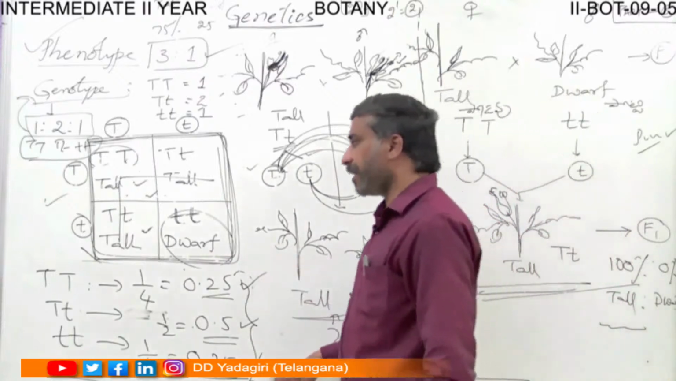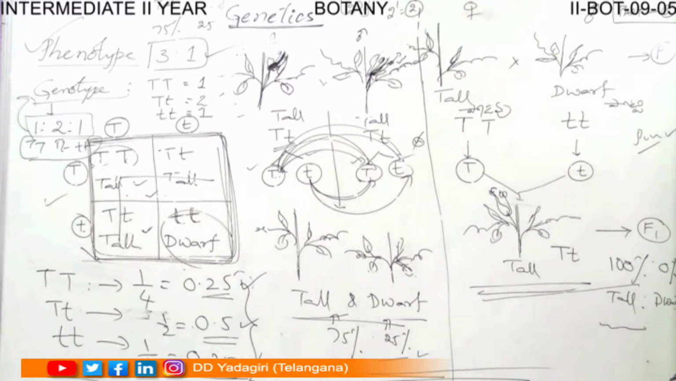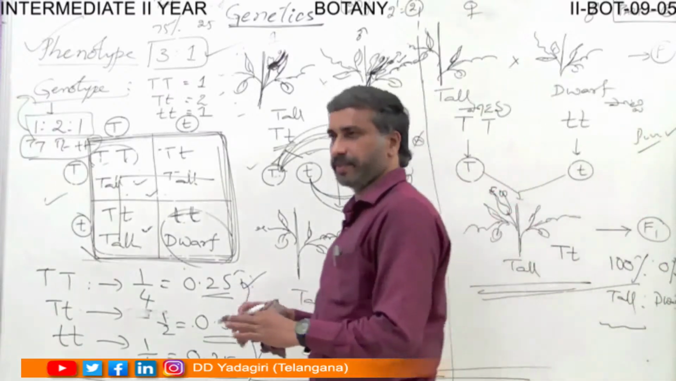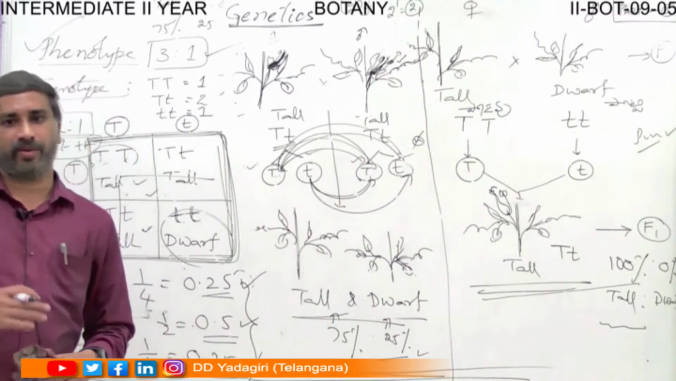So that completes the monohybrid cross, Mendel's monohybrid experiment on the pea plant. So that completes the monohybrid. Right? Thank you. We'll continue in the next session.